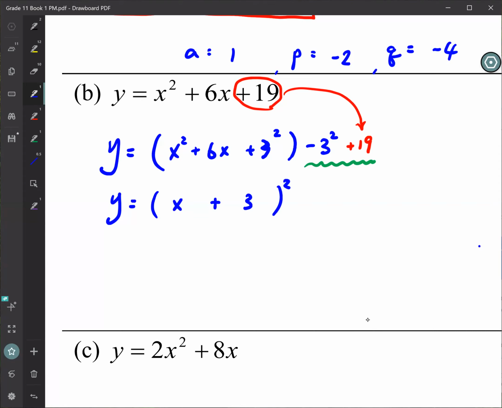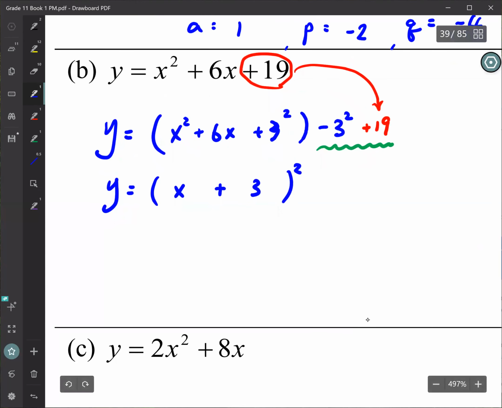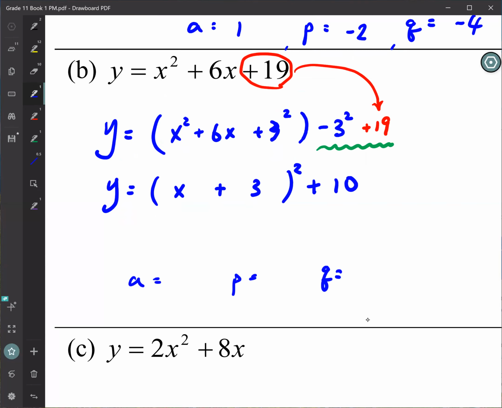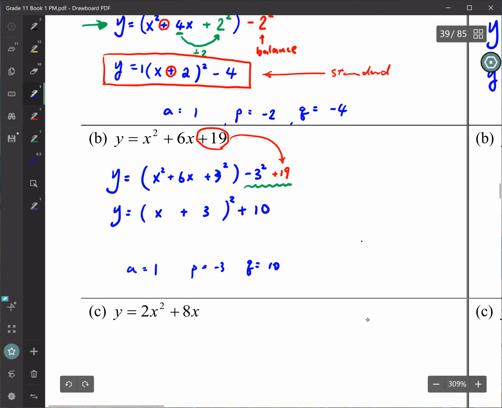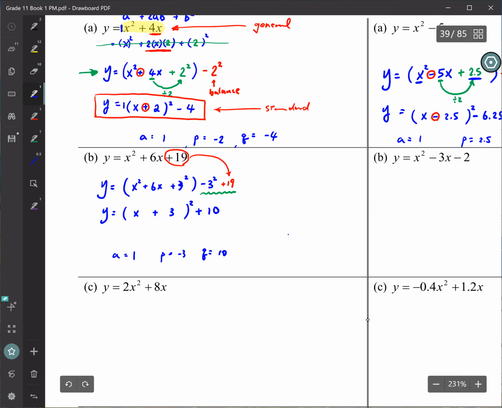Jenny, what do you get for the green underline? You get 10. Yep, very good. So make sure you write plus 10, okay, instead of just the 10 there. So now you have the APQ, okay? So also write out the APQ. So Chris, what is the A? The A is 1. P, what's P? Negative 3. And Q is the 10, right?